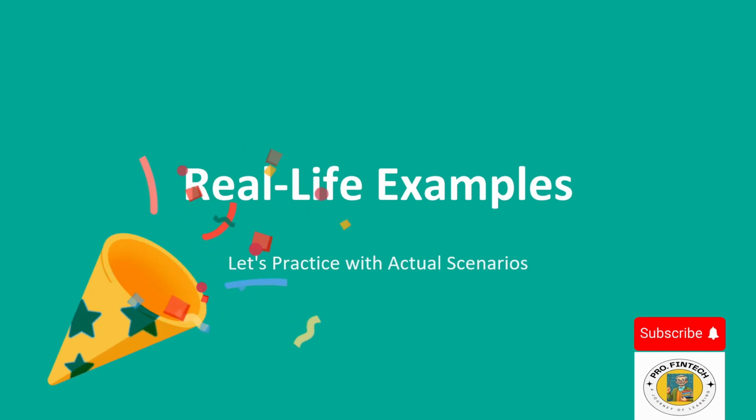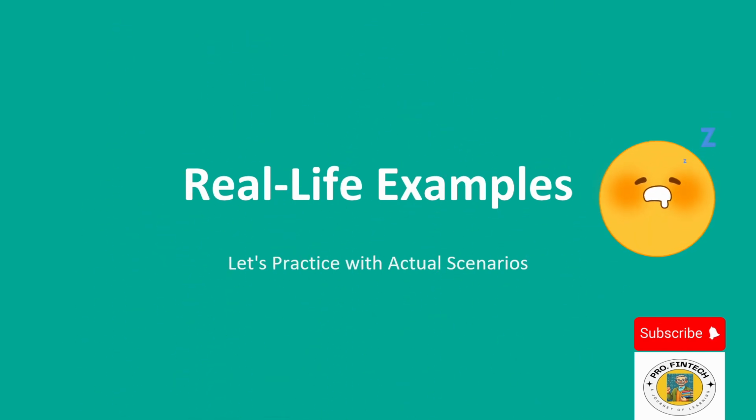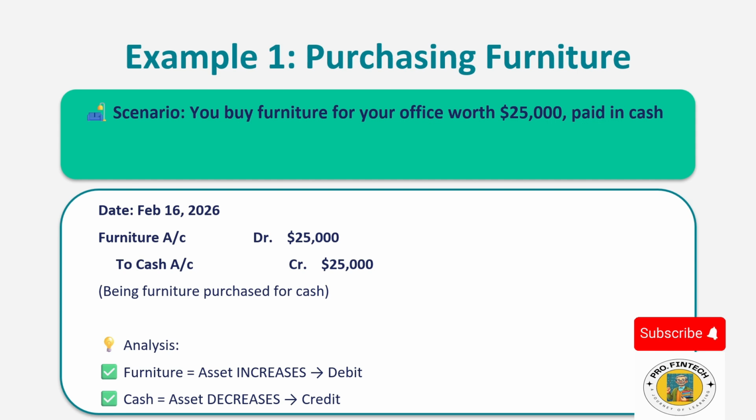Okay, now comes the fun part, real life examples. I'm going to walk you through 5 different scenarios that you will actually encounter in your real business. By the end of these examples, you will be creating journal entries in your sleep. Let's go. Example 1, purchasing furniture.